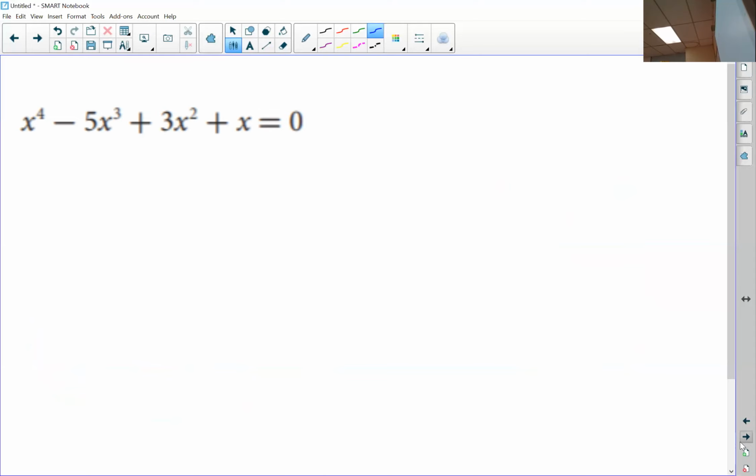So most of you go straight to your calculator, and that's fine. That's okay. Because I see a 4th degree, how many solutions do I expect? 4. If it's a 0, you don't have to put it. It's okay. It just will be 0.